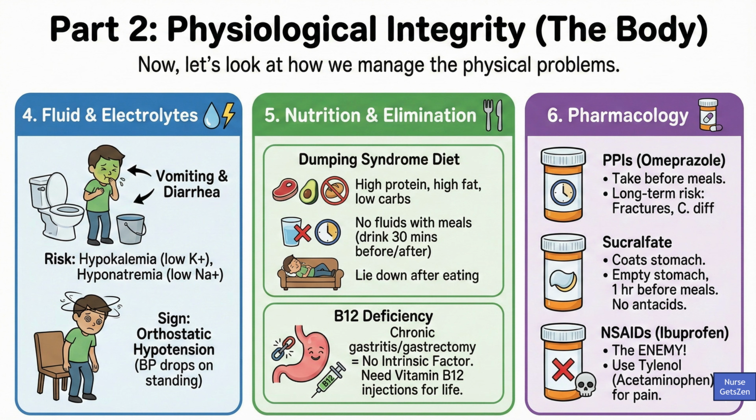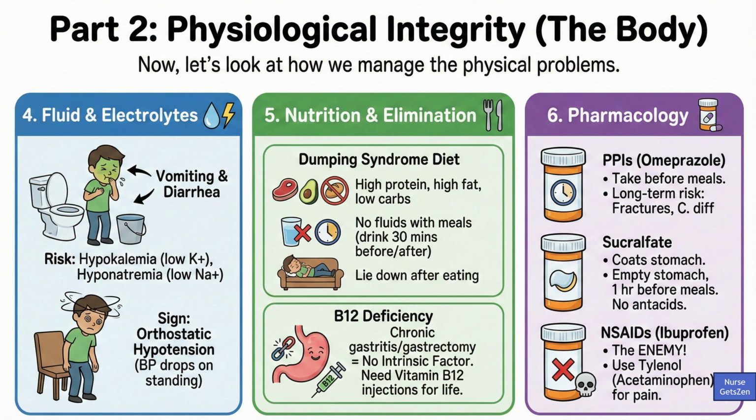Now let's look at how we manage the physical problems. Fluid and electrolytes: the risk is vomiting and diarrhea from gastroenteritis, which leads to hypokalemia, low potassium, and hyponatremia, low sodium. For the signs, look for orthostatic hypotension, when blood pressure drops when standing up.